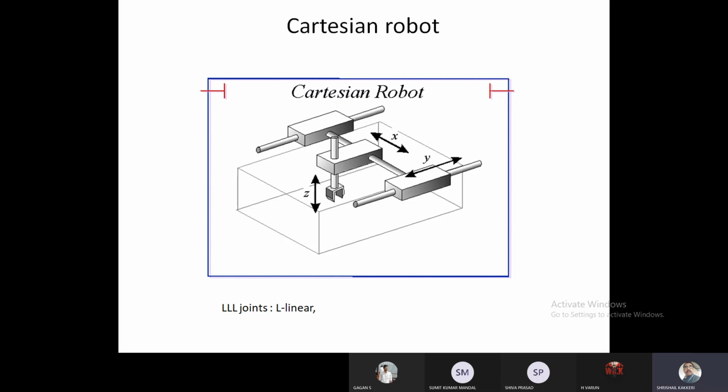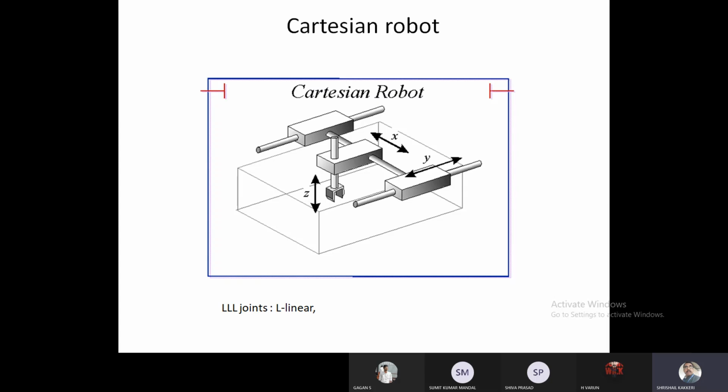Since the movements are just like a frame structure, mechanically these Cartesian coordinate robots are very rigid and mechanically stable, so they can be used for heavy part lifting. We can move the parts from one location to another location in the industry. So it is also called a giant robot. Giant robot in the sense it is not giant, it can perform heavy work.